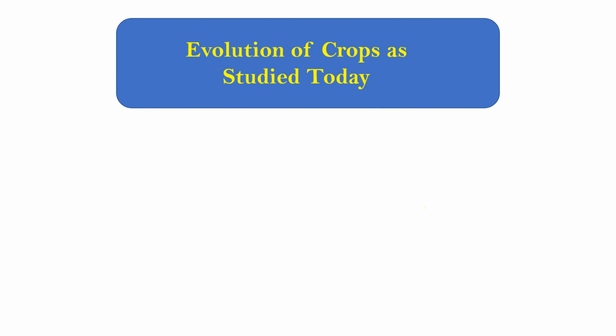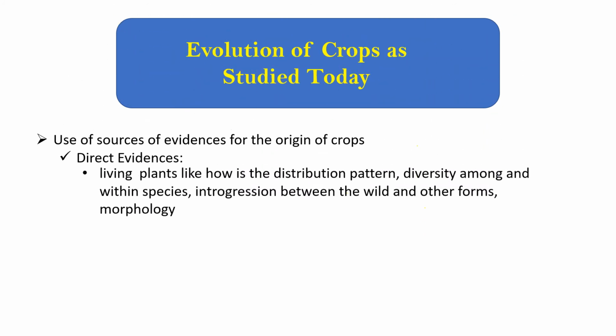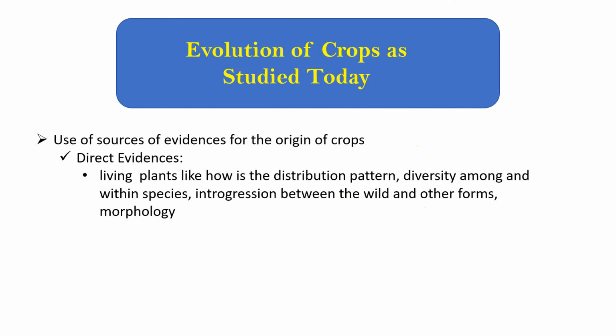And we also use sources of evidences for the origin of crops. So, meron tayong mga indirect and direct evidences. Ano ang example ng direct evidences? So, direct evidences, these are living plants or even tayo mga living human beings and even living animals.